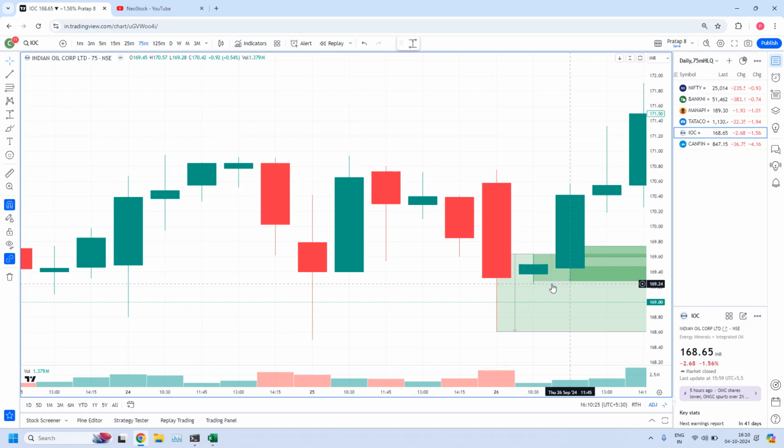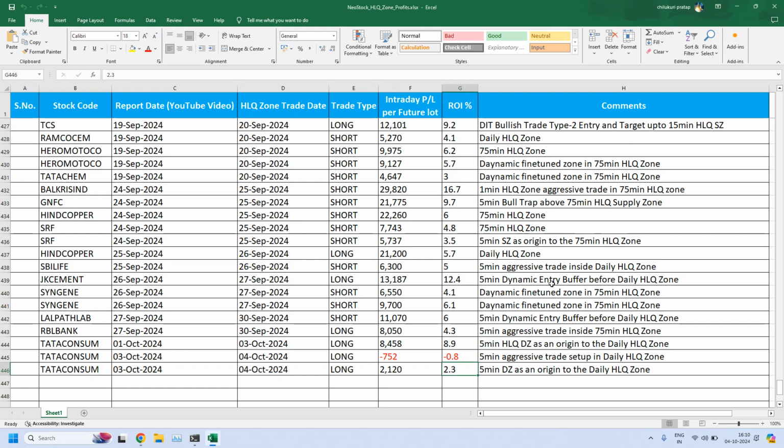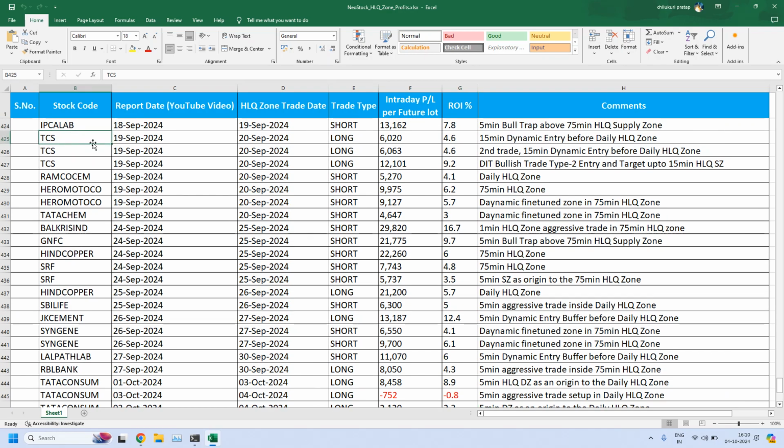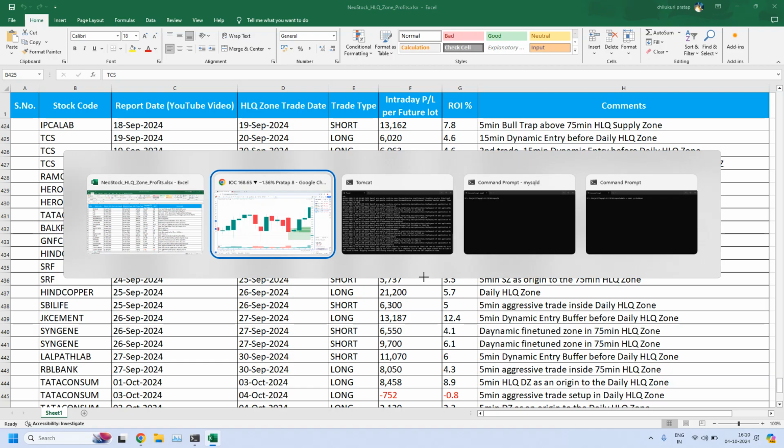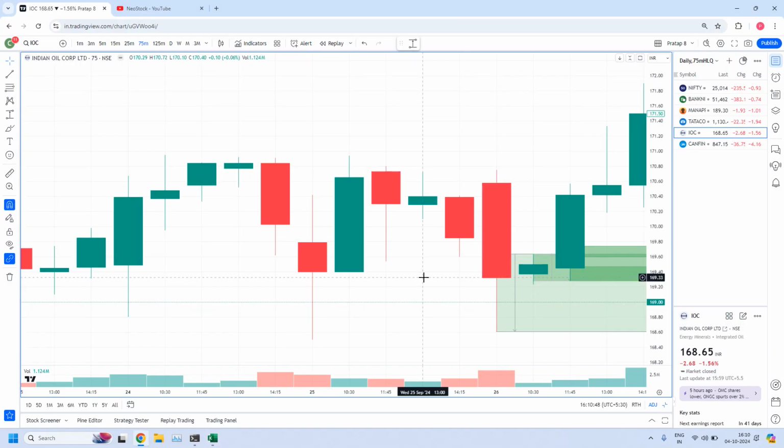Do you remember previously we have seen Tata TCS? In TCS also, a week back, let me see, when TCS traded here, 19th September. Exactly. But here TCS is a daily high liquidity zone. So TCS was a monthly income trade, but this is a weekly income trade.